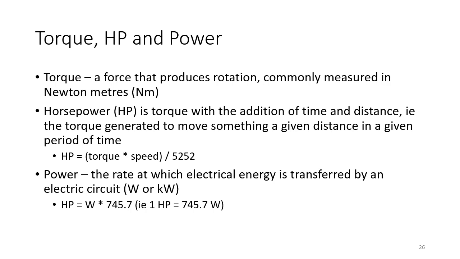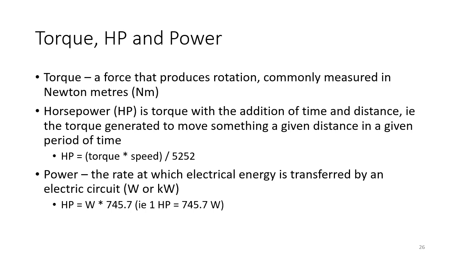The final one here is power. Power is the rate at which electrical energy is transferred by an electrical circuit, and that's calculated in watts or kilowatts. Quite simply, horsepower is watts divided by 745.7, or of course you could rearrange that. If you knew the horsepower and wanted watts, you could get there. But quite simply, 1 horsepower is about 746 watts. So if you need to do any calculations across those 3 different types, that's how you can calculate it.